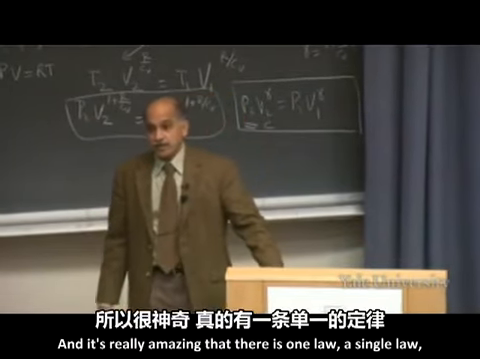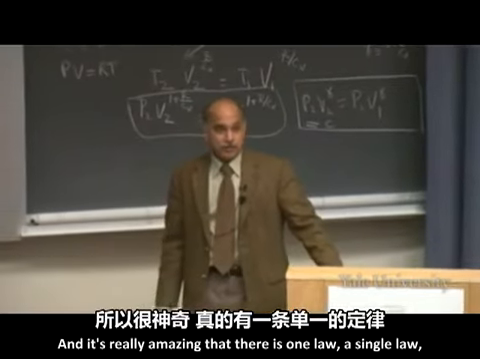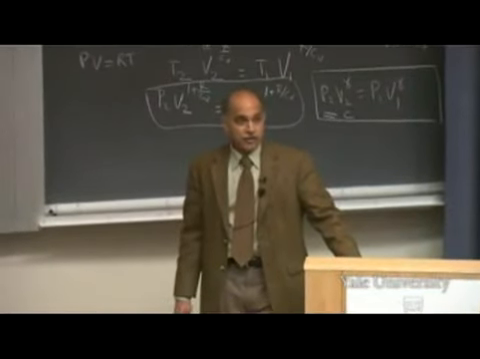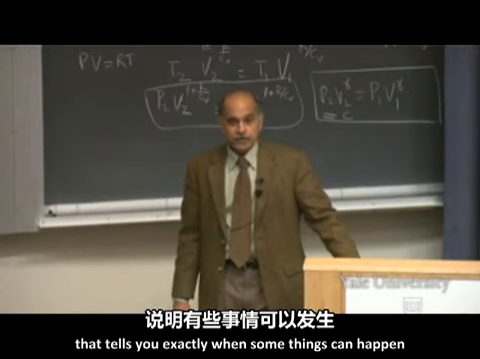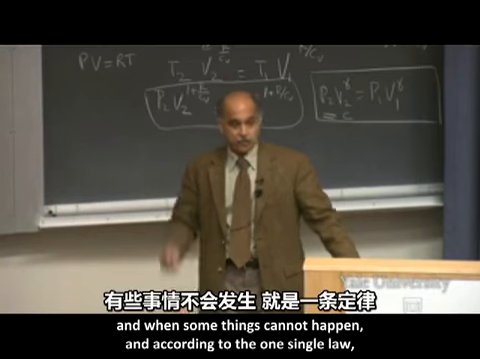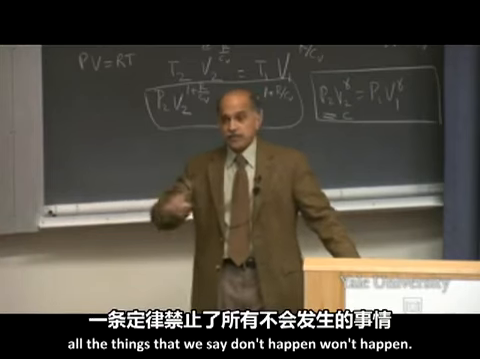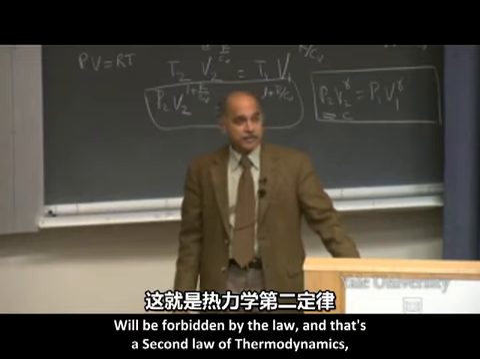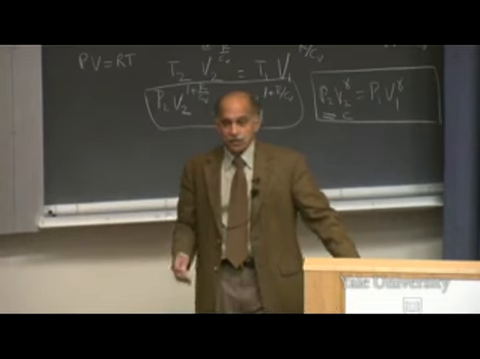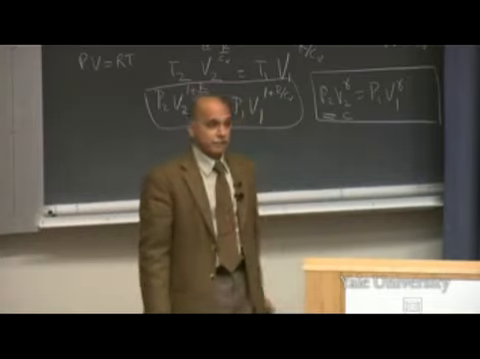And it's really amazing that there is one law, a single law that not only is qualitative but is quantitative, that tells you exactly when some things can happen and when some things cannot happen. And according to the one single law, all the things that we say don't happen won't happen. Will be forbidden by the law, and that's the second law of thermodynamics. But what form does it take?